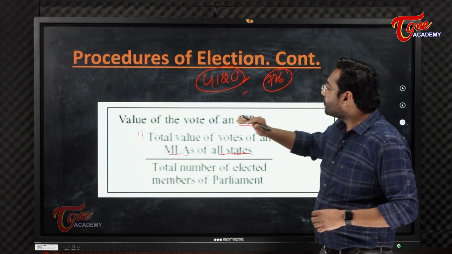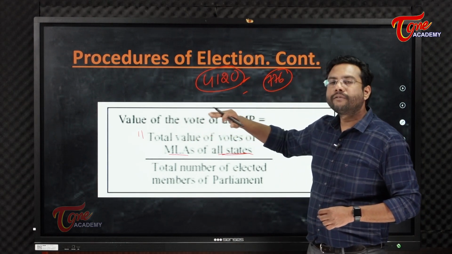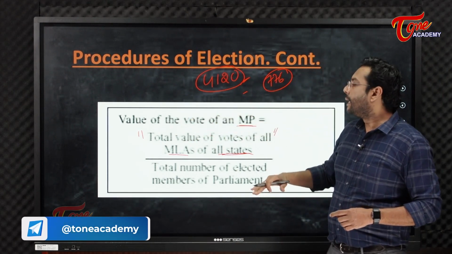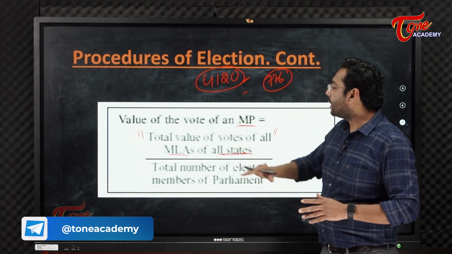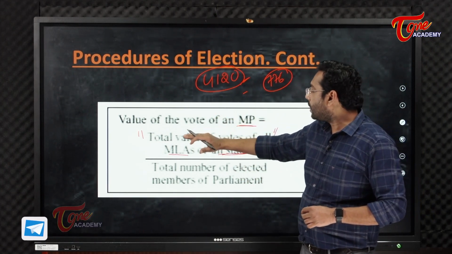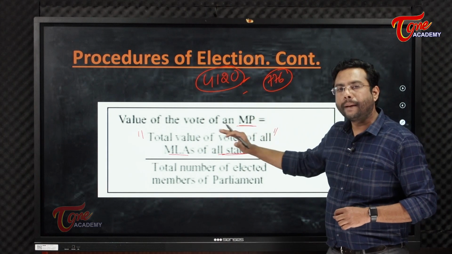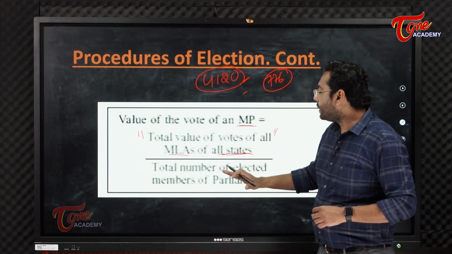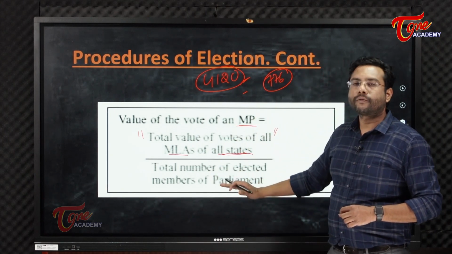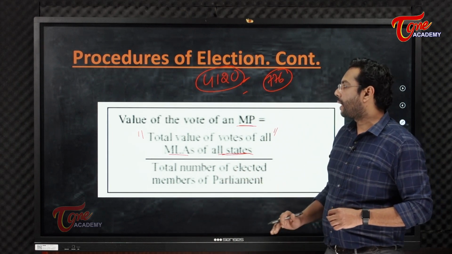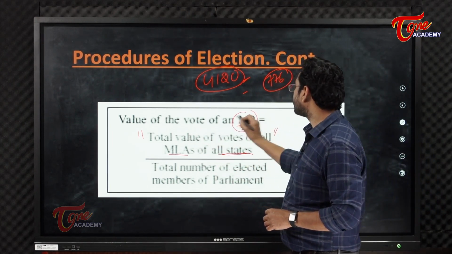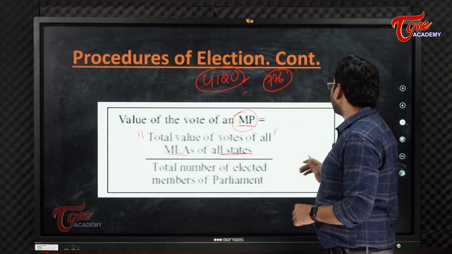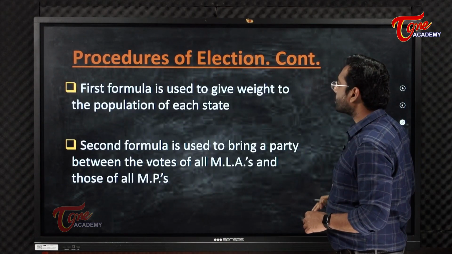So first we will calculate the value of the vote of MLAs, then we will add all those values, and that value is put here. So the total value of votes of all MLAs divided by the total number of elected members of the parliament. Here we will get the value of the MP. We will get the vote value of the MP.